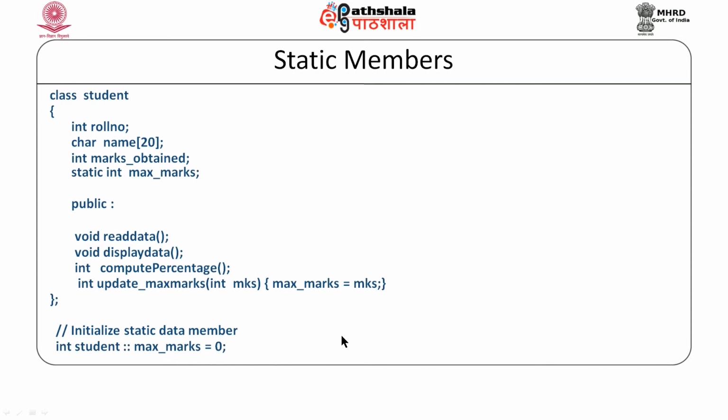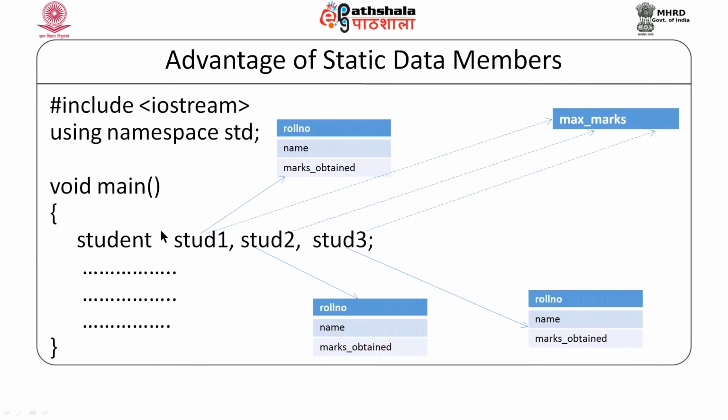Now let us see the impact of having this fourth data member as static. Earlier you must have seen that for every object we had memory allocated for 4 data members: roll number, name, marks obtained, and also max marks. But since we have now defined max marks as a static data member, the memory for that fourth data member is not defined in the object.